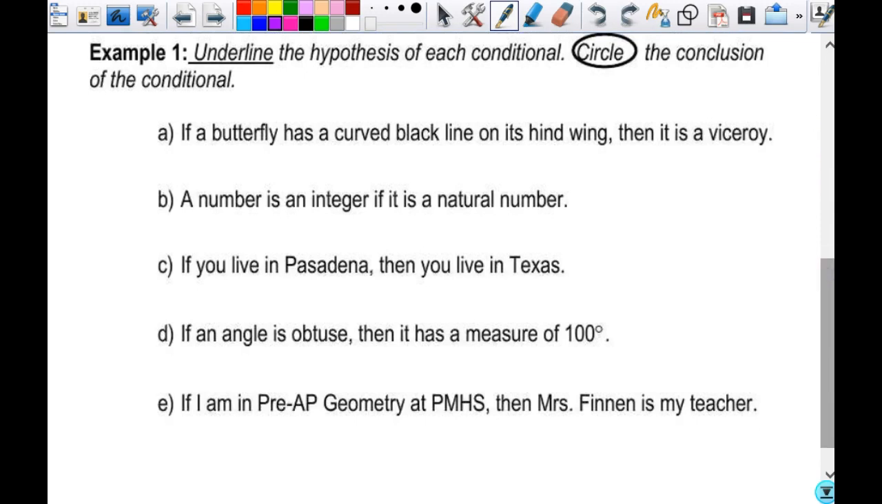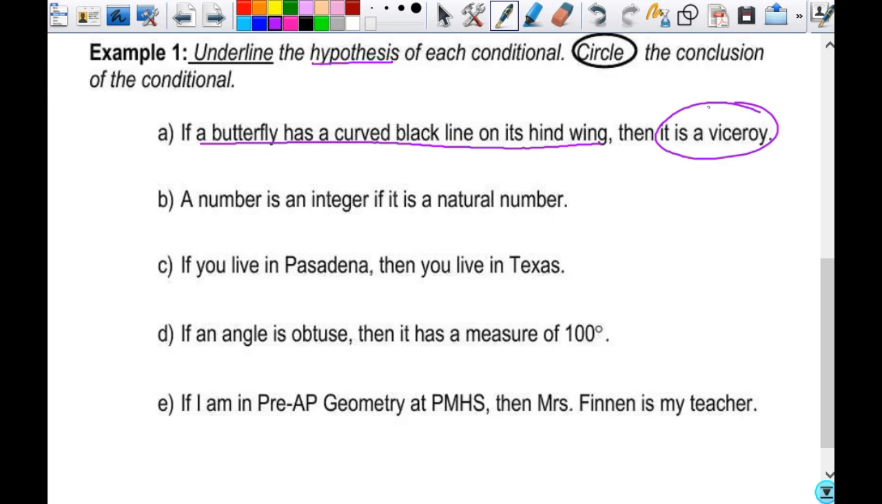So the if part has the hypothesis. But remember, it comes after the if. So the hypothesis here, the statement says, if a butterfly has a curved black line on its hind wing, then it is a viceroy. So the hypothesis does not include if. It starts here. Bam, that's your hypothesis. Then the conclusion is the viceroy. It doesn't include the then part. Does that make sense?